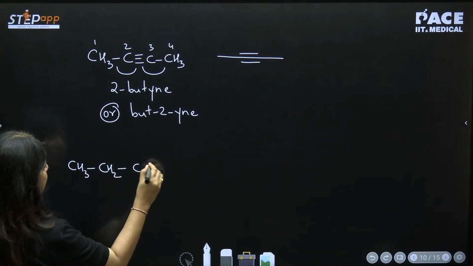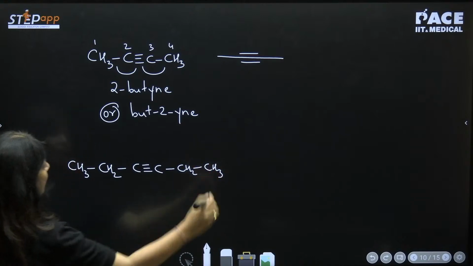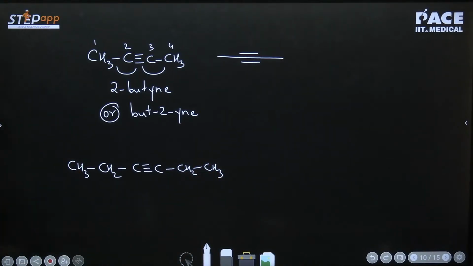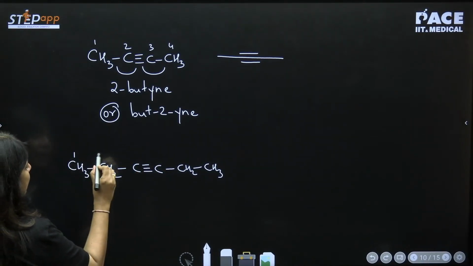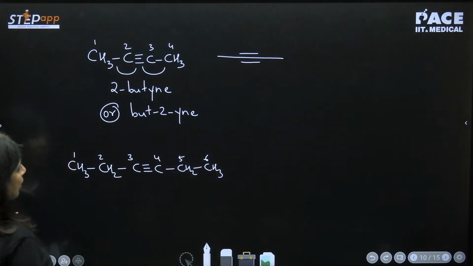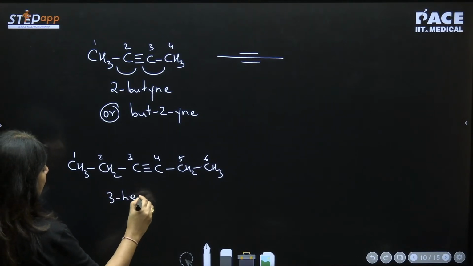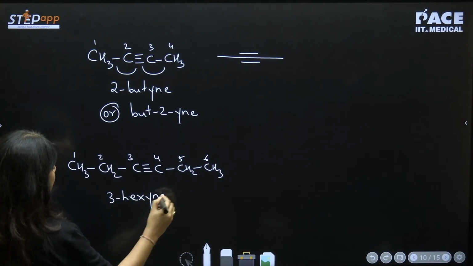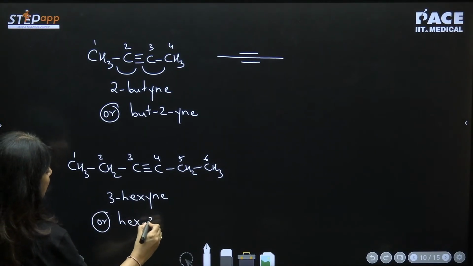Now supposing if I have something like this, how many carbon atoms will I have to write in a linear way here? First of all, let me number this. Numbering again could be from any end, because it's a symmetrical alkyne. This is 3-hexyne, or you can also name it as hex-3-yne.